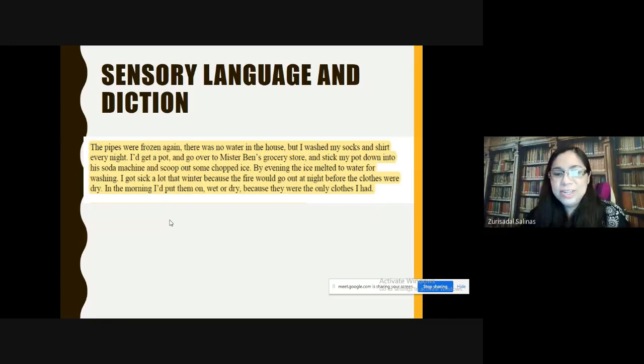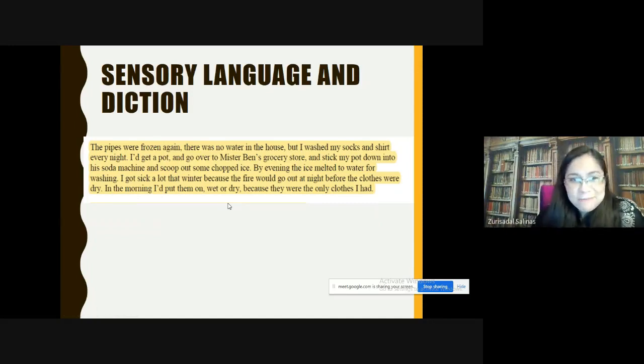Thank you so much. I appreciate it. All right, so if you notice here, this is a very simple paragraph. There's no fancy vocabulary here. This isn't academic jargon where you have to go look up words in the dictionary. This is very simple language. But notice that there are some very descriptive images there.